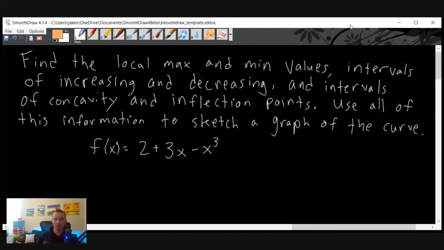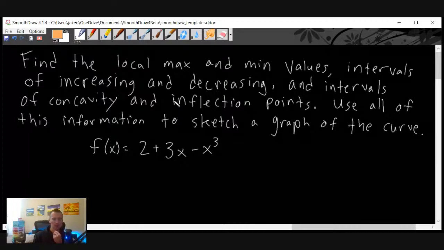So this one's a bit longer in terms of what it's asking us to find, but the function is quite a bit simpler than either of the other ones that we've dealt with so far. So it shouldn't be too bad. We're going to put all this together and get into some curve sketching. So we're going to find the local max and min values of this function. We're going to find intervals of increasing and decreasing, and intervals of concavity and inflection points. So we're basically putting together all the stuff that we've been talking about so far. And we're going to use all this information to sketch a graph of what this curve looks like.